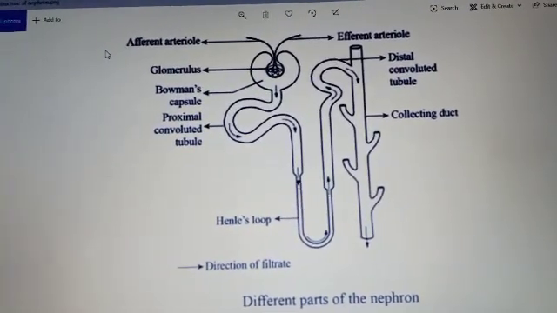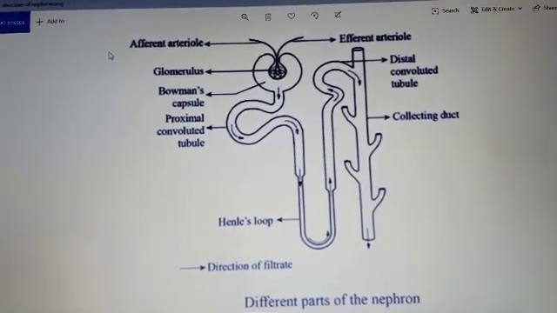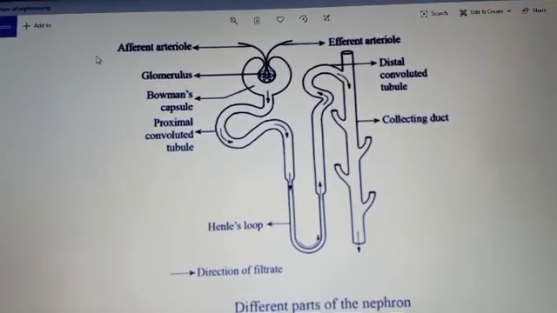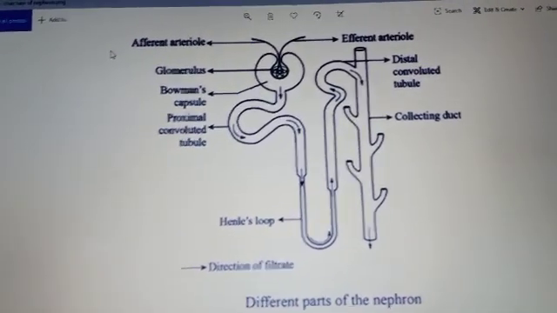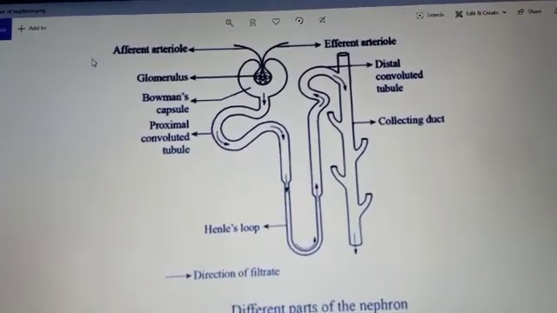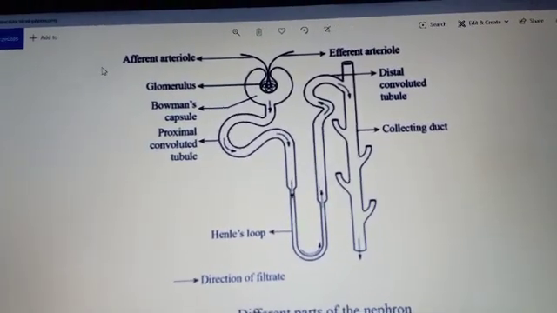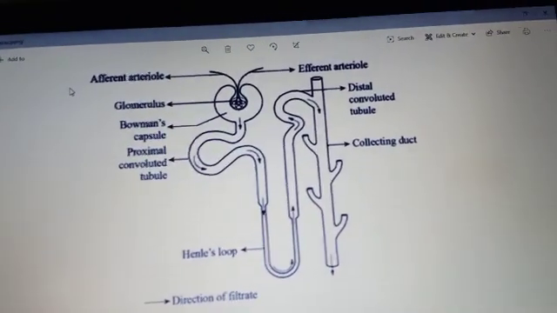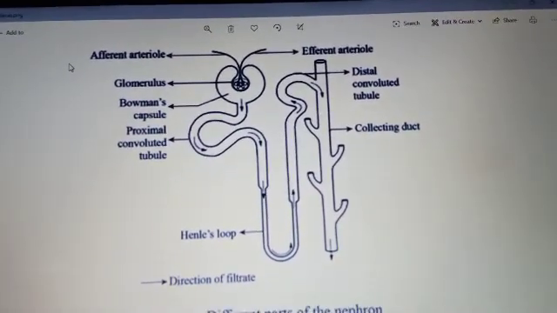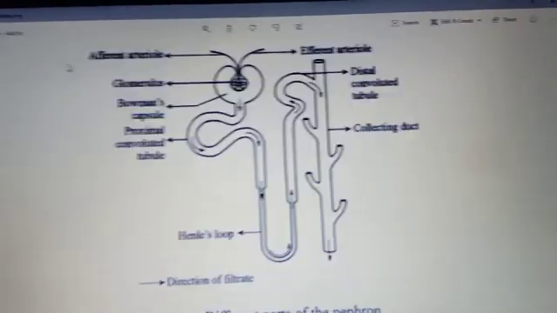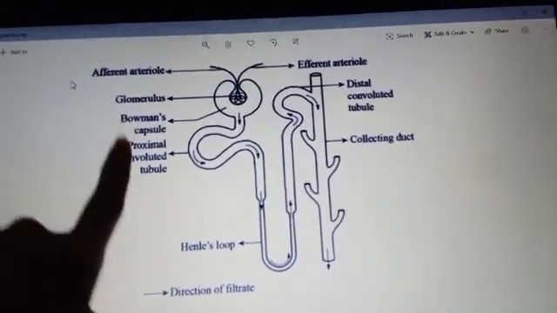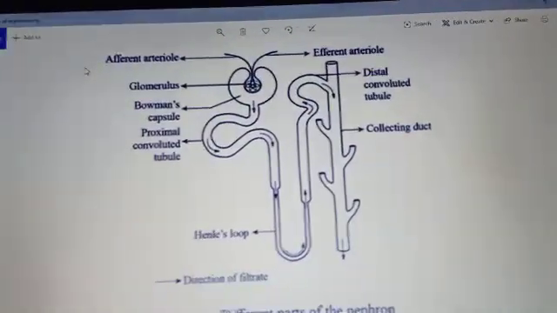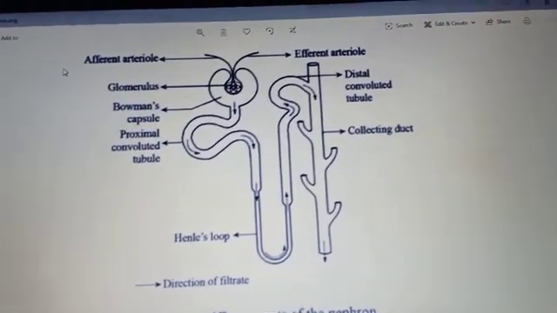Now, by the arteriole, whatever blood we have to purify is carried by the afferent arteriole. If you don't want to describe it, then it is okay, but from the Bowman's capsule to this portion you have to draw properly.